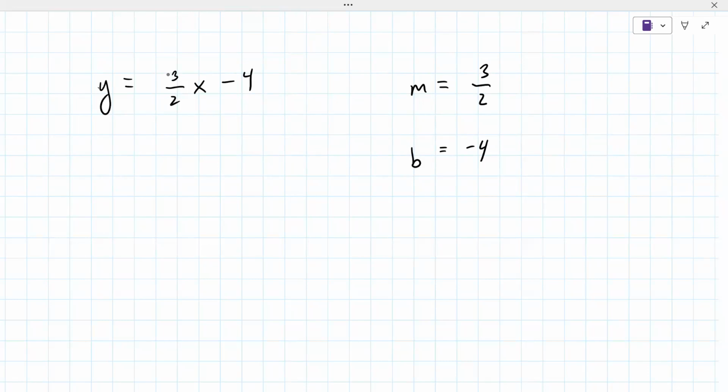So again, whatever is in front of x is the slope, and the b value is the other number. Let's look at another example. Let's say it's y equals x over 5 plus 1.